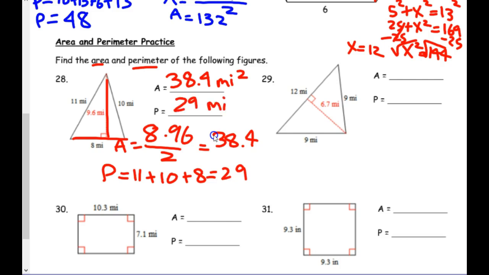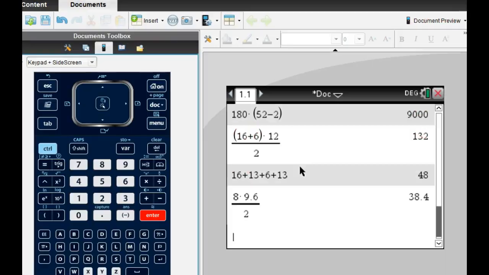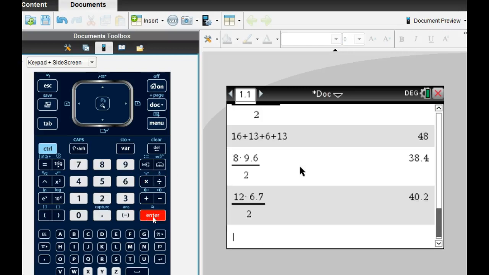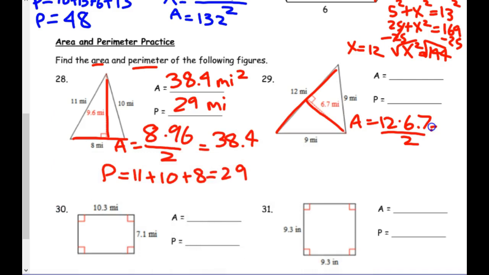This one is sideways, so the base is 12, the height is 6.7. 12 times 6.7 divided by 2 is 40.2 miles squared. Add up all your sides. Get 30 miles.